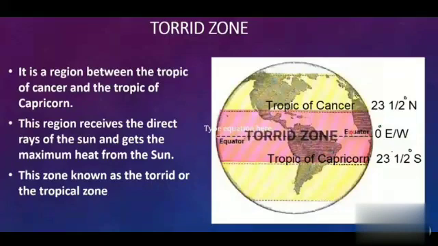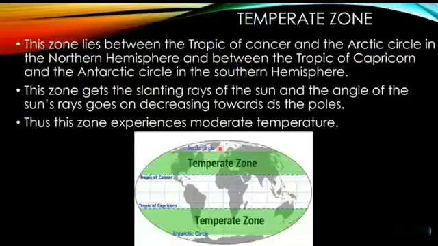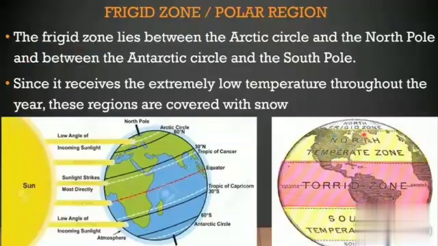Next one, temperate zone. This zone lies between the Tropic of Cancer and the Arctic Circle in the northern hemisphere, and the Tropic of Capricorn and the Antarctic Circle in the southern hemisphere. Okay, see the pictures and note it. This zone gets the slanting rays of the sun and the angle of the sun's rays goes on decreasing towards the poles. Thus, this zone experiences moderate temperature. Okay, temperate zone.